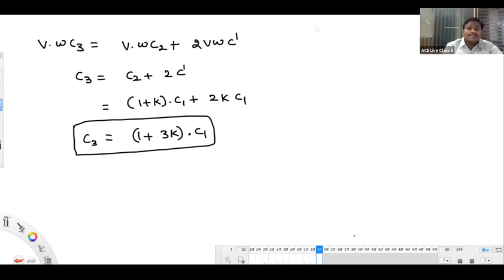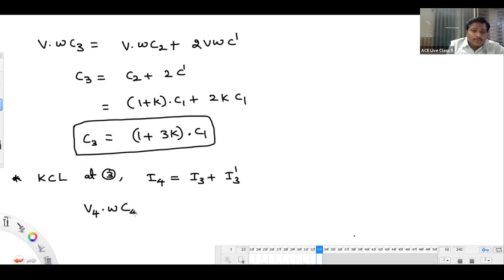Next, let's take KCL at node number 3. What do you write? I4 equals I3 plus I3 dash. What is I4? V4 omega C4. I3 is V3 omega C3. What is I3 dash? V1 plus V2 plus V3 into omega C dash.